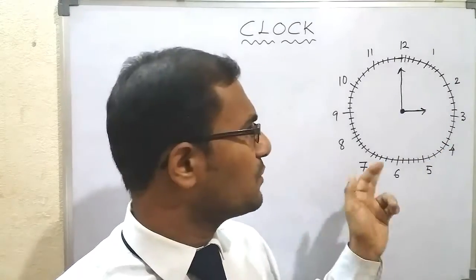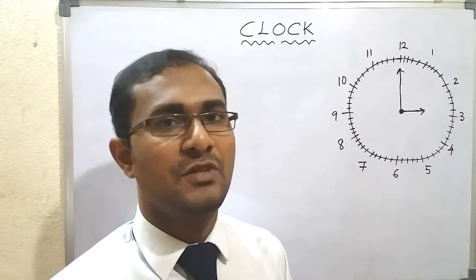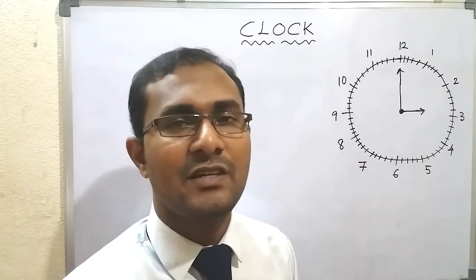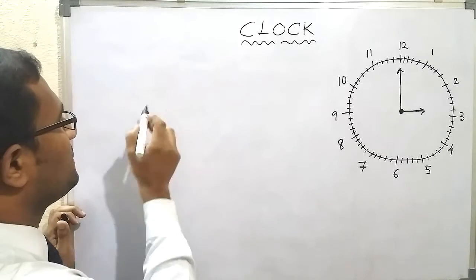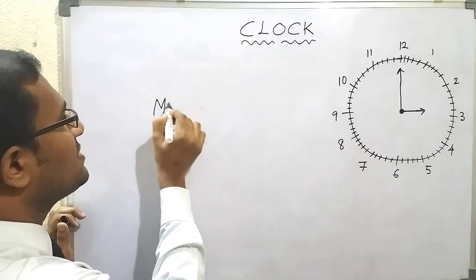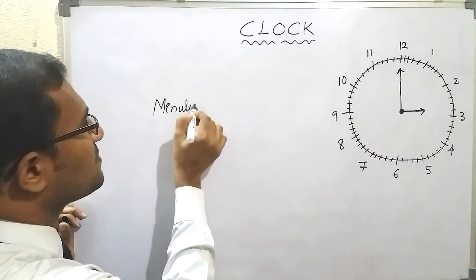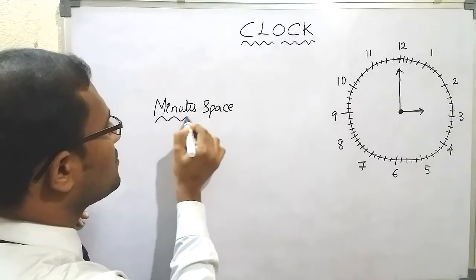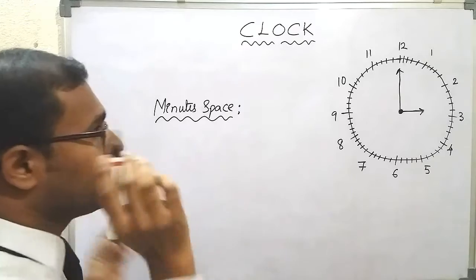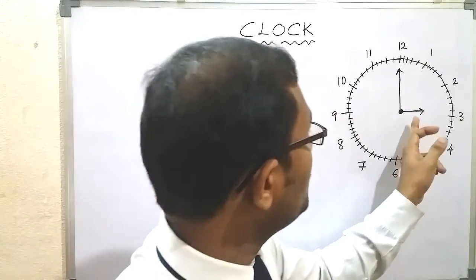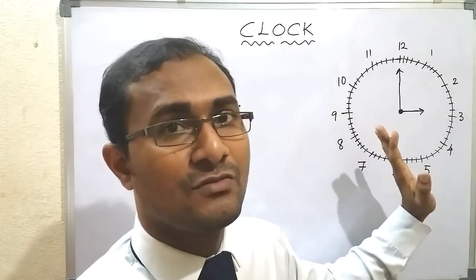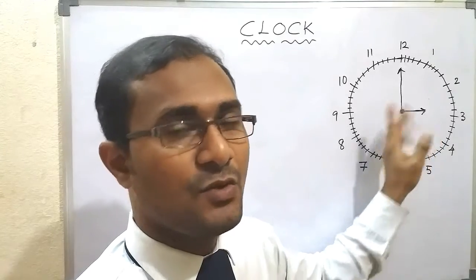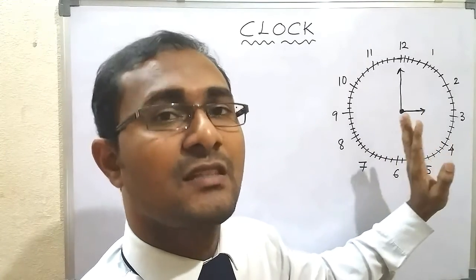Before going to the introduction part, we need to discuss one keyword. That keyword is minutes space. So minutes space means, I'll tell you in general. For example, if you look at the clock, what is the time now in this clock? It is 3 o'clock. So the time is 3 o'clock.